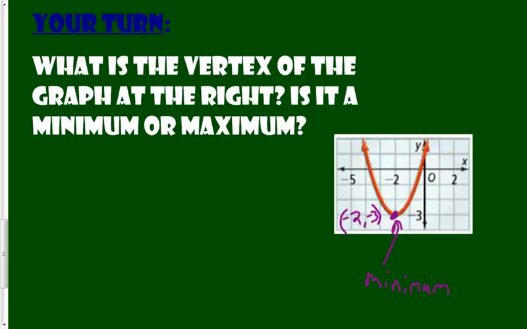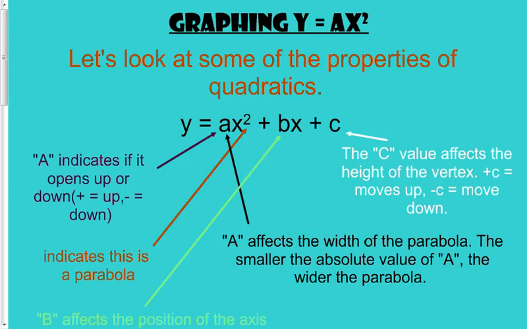All right, so the ordered pair for the vertex is -2, -3. And looking at the graph, that's the bottom point. It's the very lowest point, so that would be a minimum for the vertex. All right, let's move on. Let's talk about graphing it, actually.